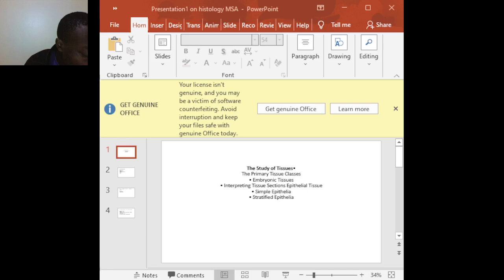So all these primary germ layers are the ones giving rise to all of the body's mature tissues. And we have the three germ layers, which Nicole mentioned: ectoderm, mesoderm, and endoderm. I hope we are good there. If you're writing anything, you can write.